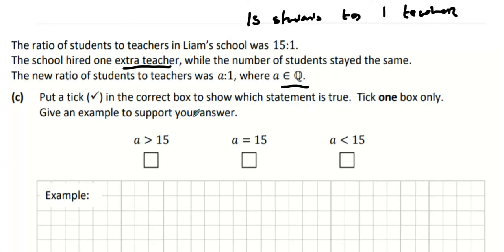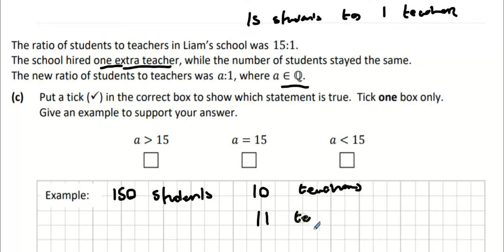Put a tick in the correct box to show which statement is true. Tick one box only. Give an example to show your answer. Well, here's what I do. Imagine there's 150 students in the school, and then imagine there's 10 teachers. In a scenario like this, when we hire the extra teacher, so that means 11 teachers and still 150 students.